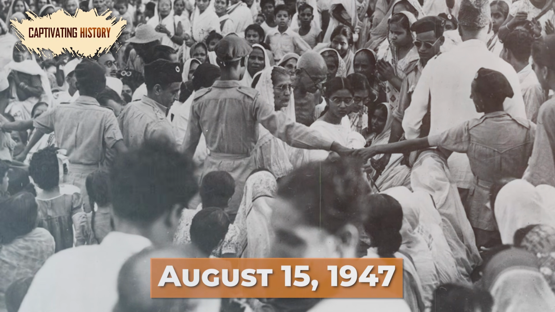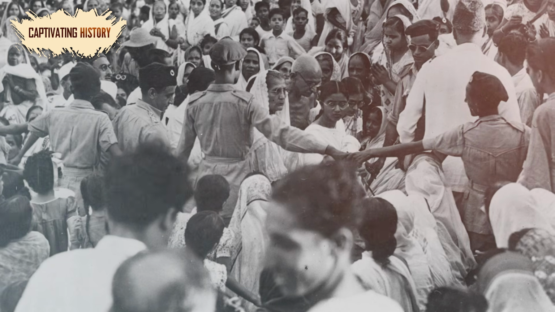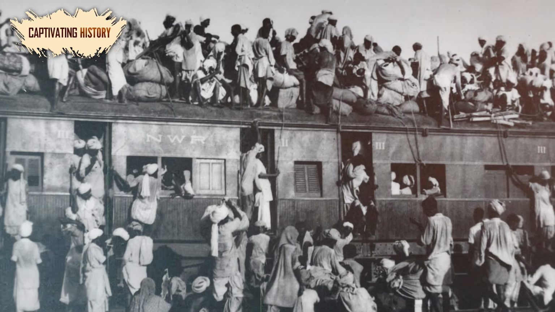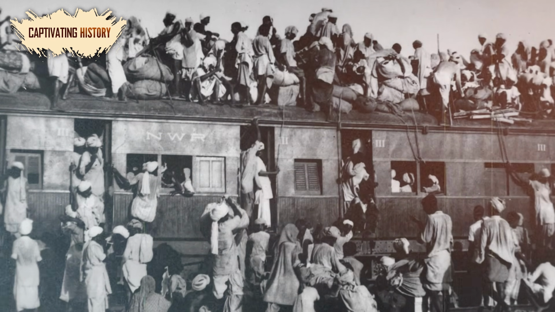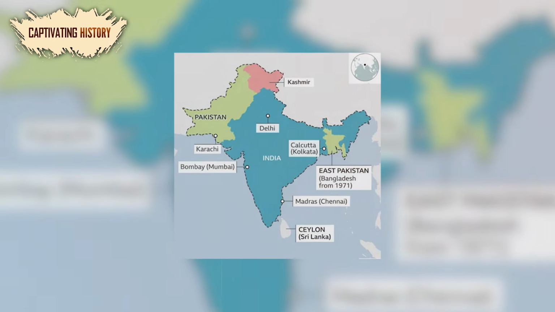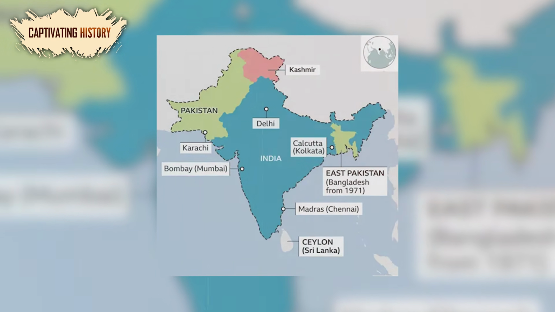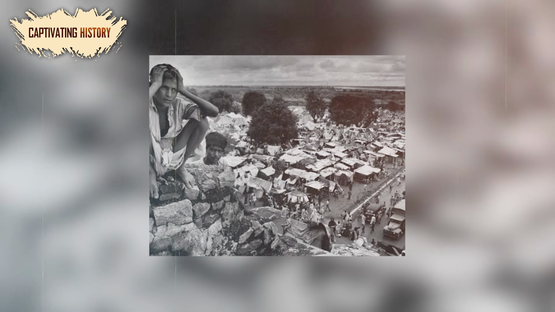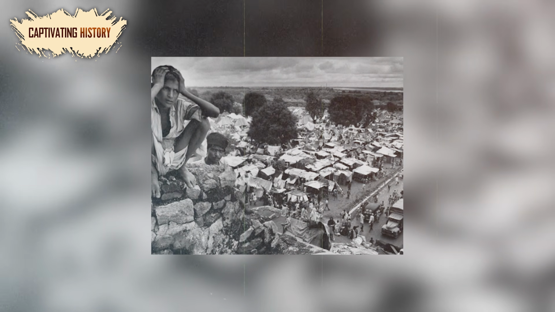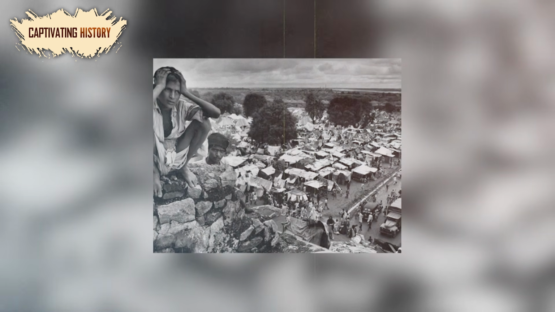August 15, 1947. India gains its independence after nearly 2 centuries under British rule. But the subcontinent isn't celebrating together. It's splitting apart. On one side, India. On the other side, a brand new country, Pakistan. What should have been a triumphant moment of liberation became one of history's most traumatic divisions.